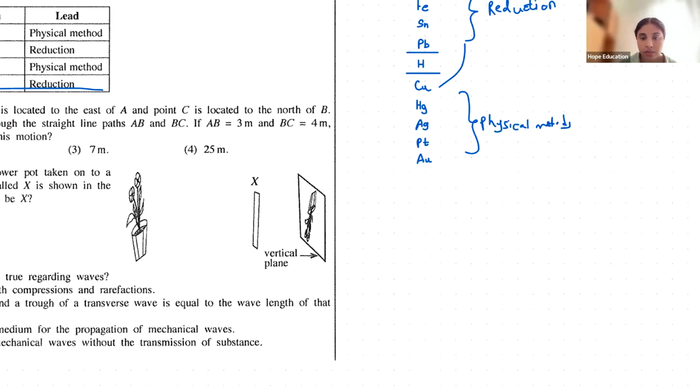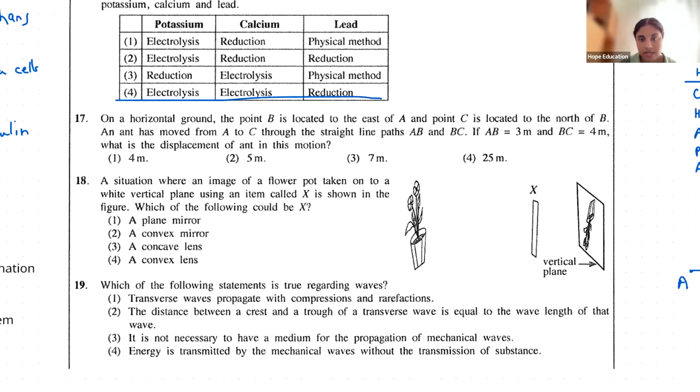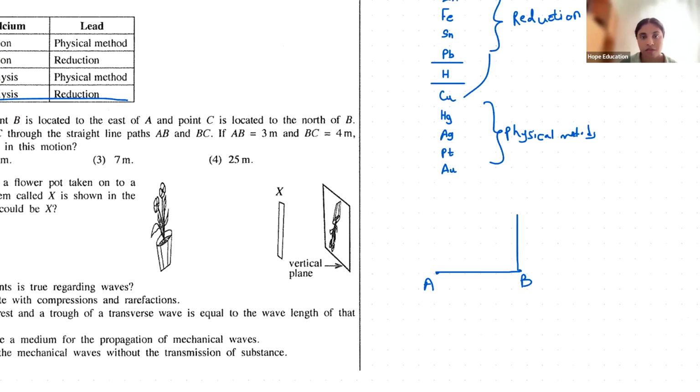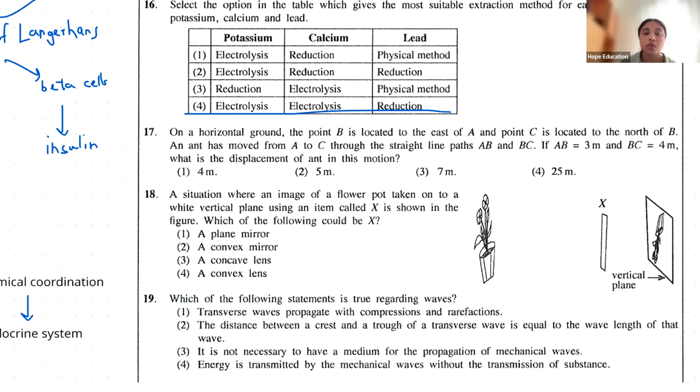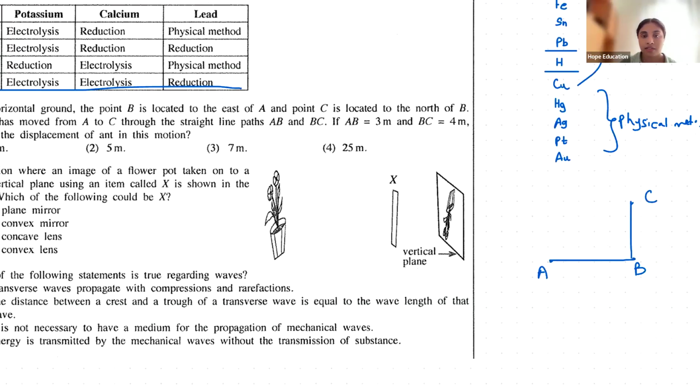Point B is, look, A to east, you can find point B. Point C is located to the north of B. An ant has moved from A to C through the straight lines AB and BC. What is the displacement of the ant?